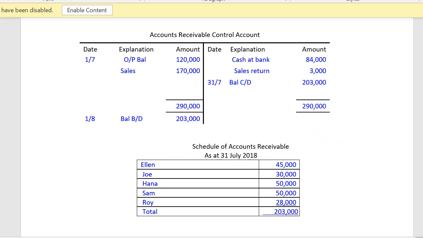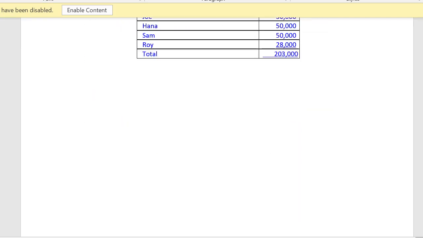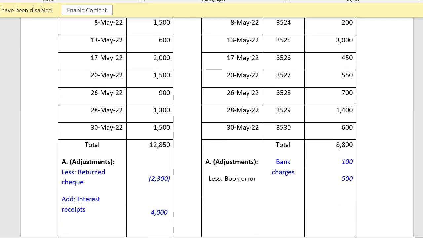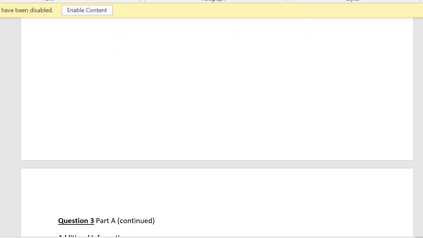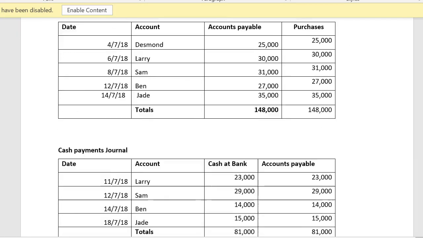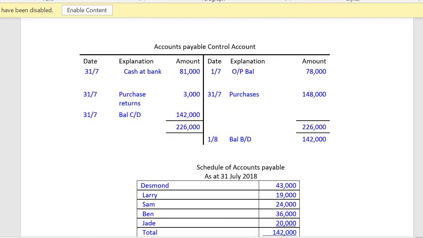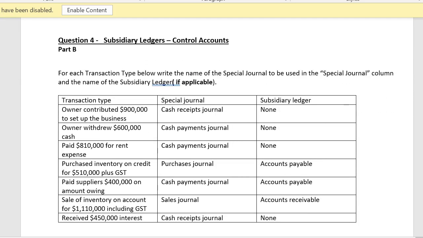All right guys, so let me jump on to question 4 part B. Here you're given a set of transactions. You're asked to identify the special journal. There are 4 special journals: sales, purchases, cash receipts, cash payments. And there are 2 subsidiary ledgers. It's the accounts receivable, accounts payable.